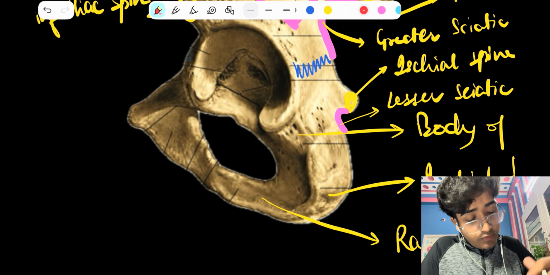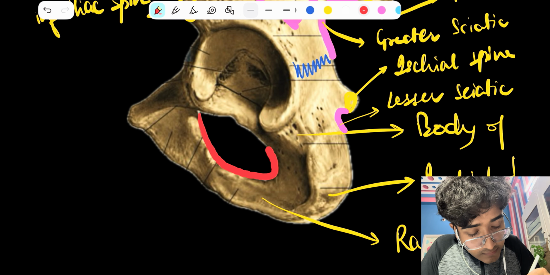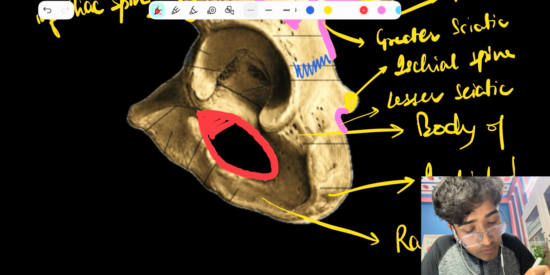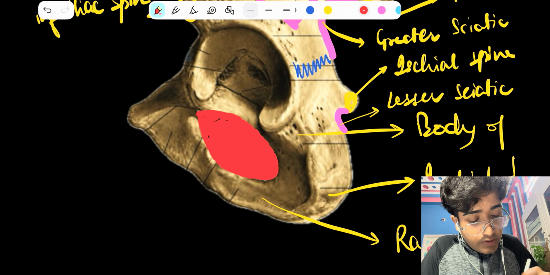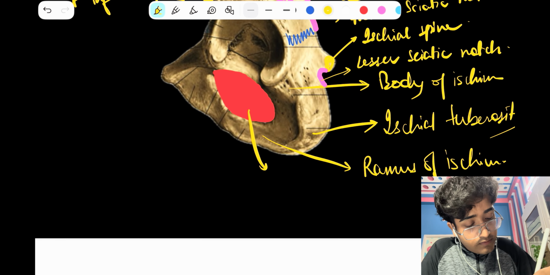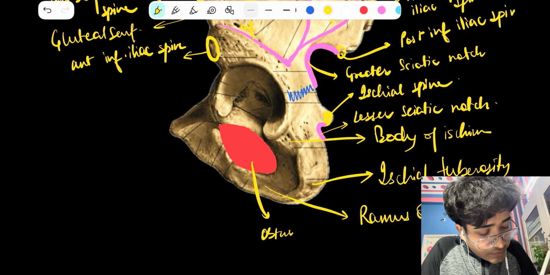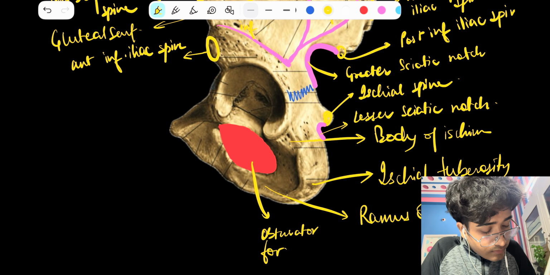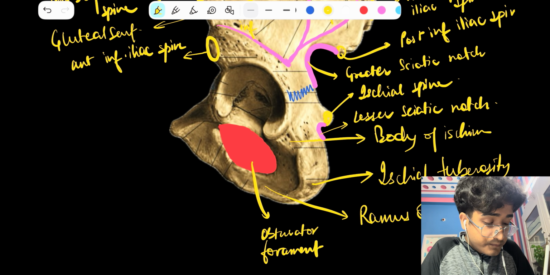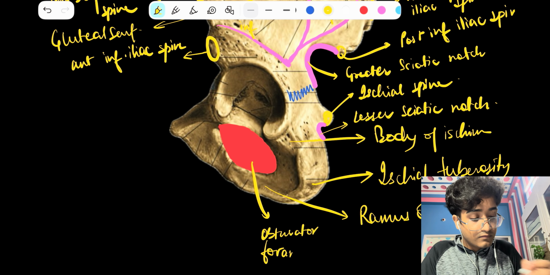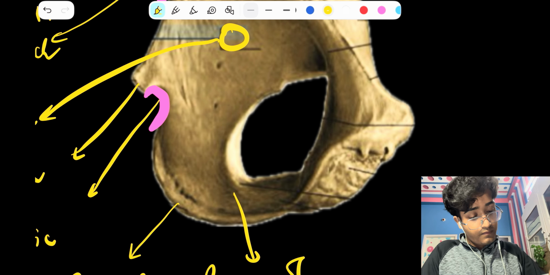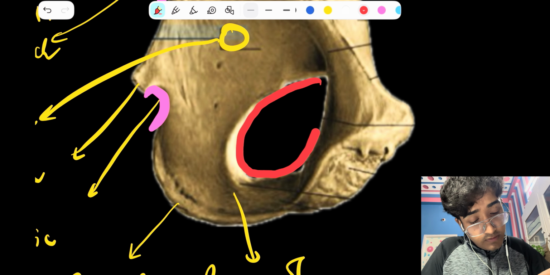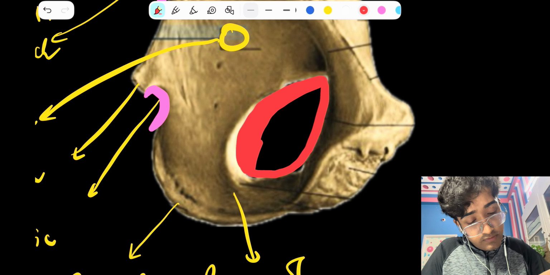Now, one more feature. This foramen opening is known as the obturator foramen. Similarly, in the inner aspect also we can find the obturator foramen.